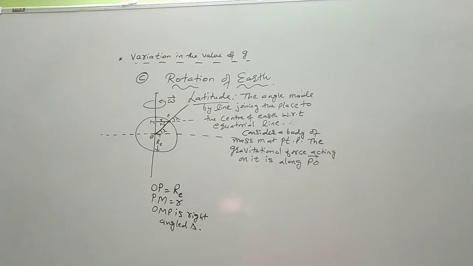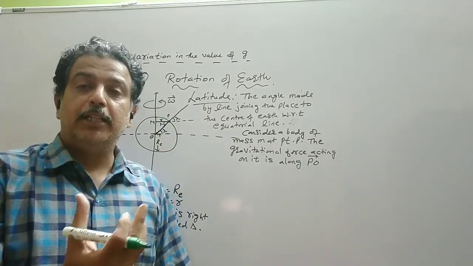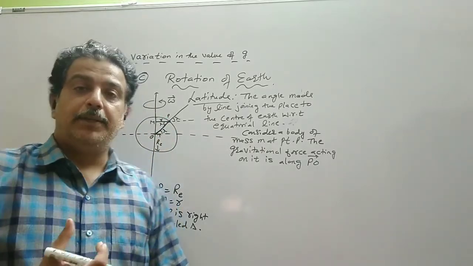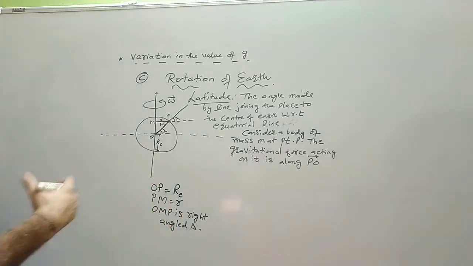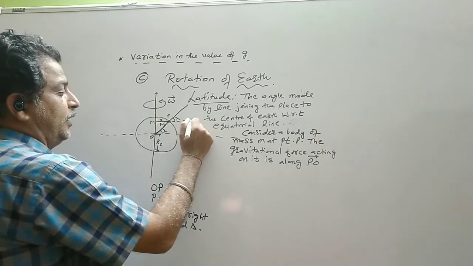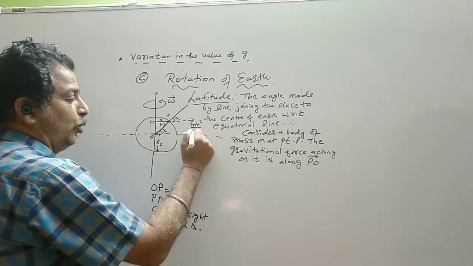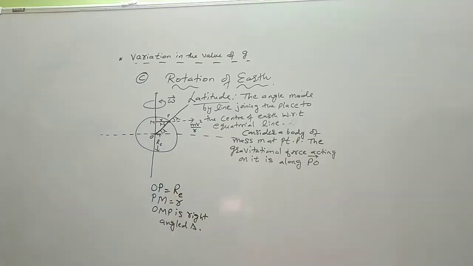Now as the Earth is rotating, we have a centrifugal force. Now we know that if any body is rotating with an angular velocity, the centrifugal force, which is directed away from the center, acts on the body. That is a pseudo or fictitious force.